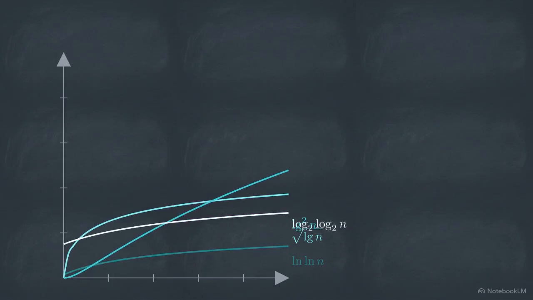Swapping the base of these logs, from base 2 to the natural log, alters the vertical scale, but does not change their underlying growth class. The function square root of 2 to the log base 2 of n presents a different profile, as the variable n appears in the exponent.